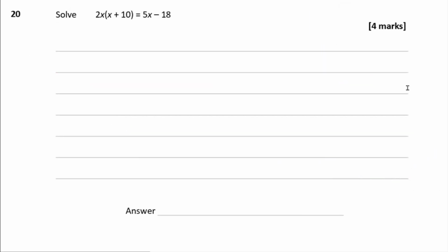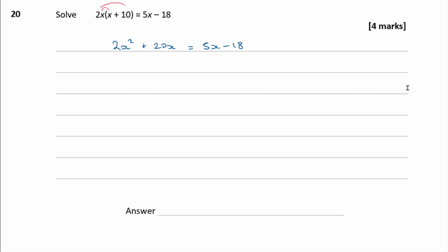Okay. Question 20. Solve 2x lots of x plus 10 is equal to 5x minus 18. Now this is a quadratic because 2x times x is going to give me an x squared term. So I need to multiply it out, bring everything to one side, make it equal to 0, and then see if I can solve it, hopefully by factorising. First step, let's multiply out the brackets. I've got 2x times x and 2x times 10. That's going to give me 2x squared plus 20x. And of course, I already had the 5x minus 18 on the opposite side.